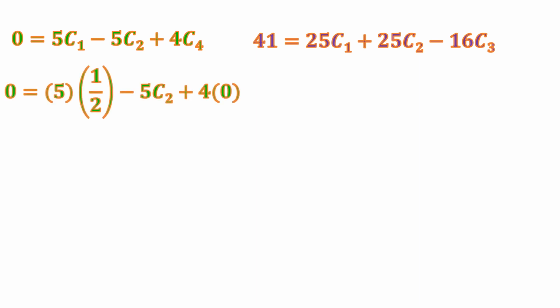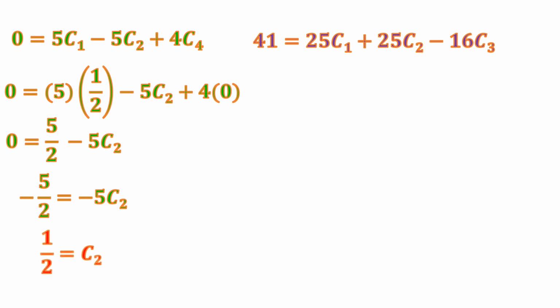So let's substitute. C1 is 1 half, C4 is 0. So 5 times 1 half is 5 halves. Then 4 times 0 is 0, so it's gone. Then transpose, 5 halves becomes negative 5 halves. Then divide both sides by negative 5. So C sub 2 is 1 half. So C sub 2 must also be 1 half when you solve the violet.